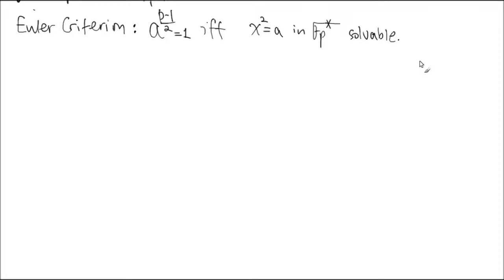So that's one statement. The second statement is that a raised to (p minus 1) over 2 becomes negative 1 if and only if x squared equals a is not solvable, right? That's Euler's criterion. So one of the Sage homework problems will be, is this really effective?